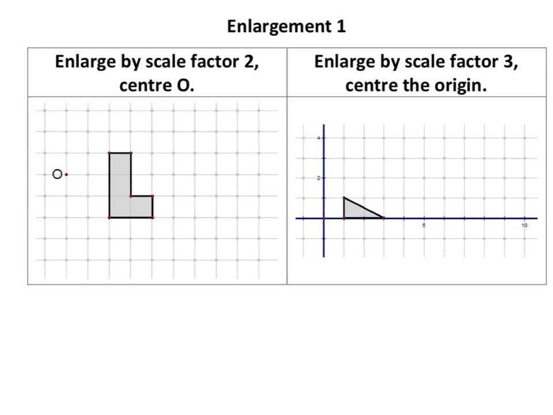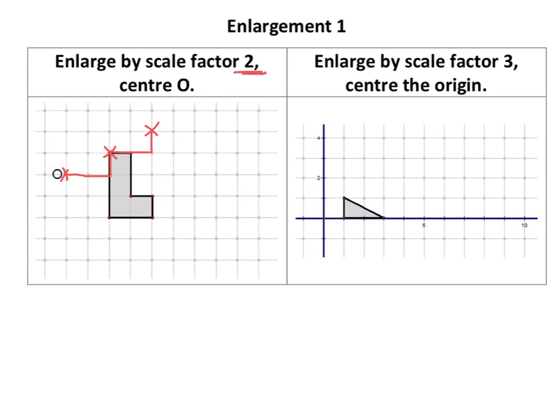So if I'm looking at this first one, enlarged by a scale factor 2, centre 0. What I would do is pick one point. I'm going to pick this point here. Now in order to get from the centre, which is here, to the point there, I need to go 2 along and 1 up. Now it's scale factor 2, so I need to double that, so I need to do another 2 along, 1 up. So that point moves to here.